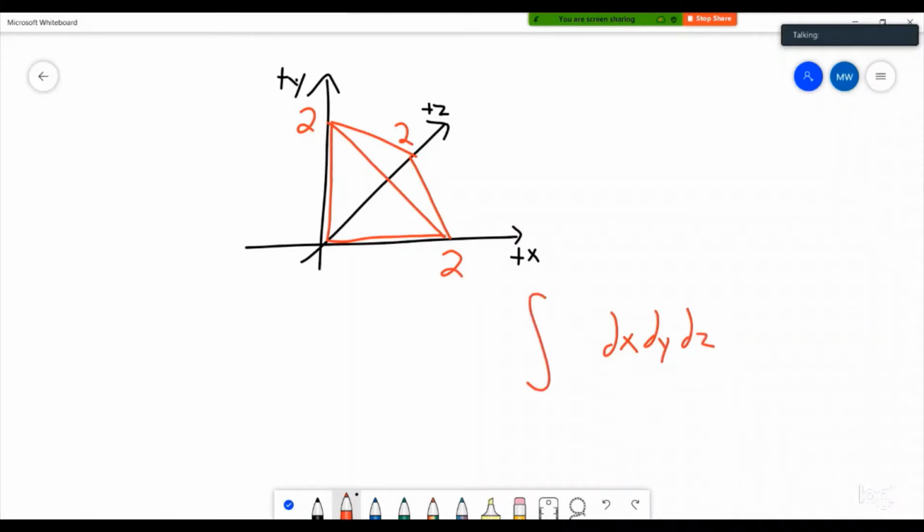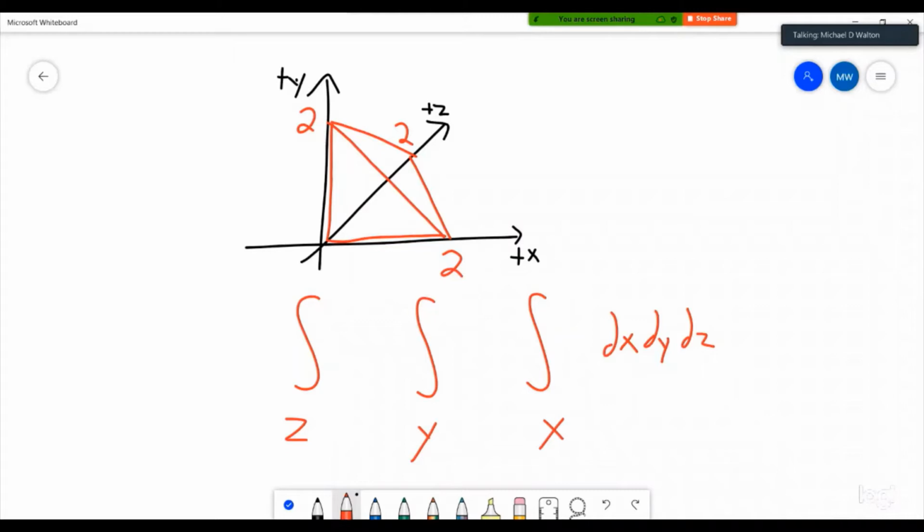So we need to figure out what our x values are going to go between, what our y values go between, and what our z values go between. In some problems it's easiest to work from x's to z's, other times it's easiest to go from the z's to the x's, so outside in or inside out, depending on the problem.